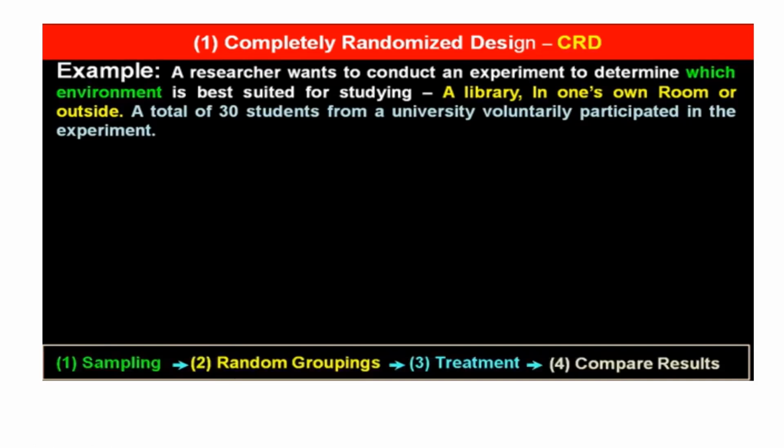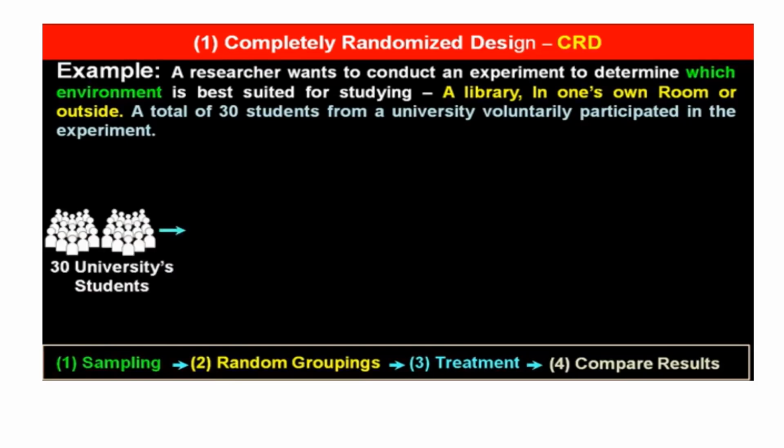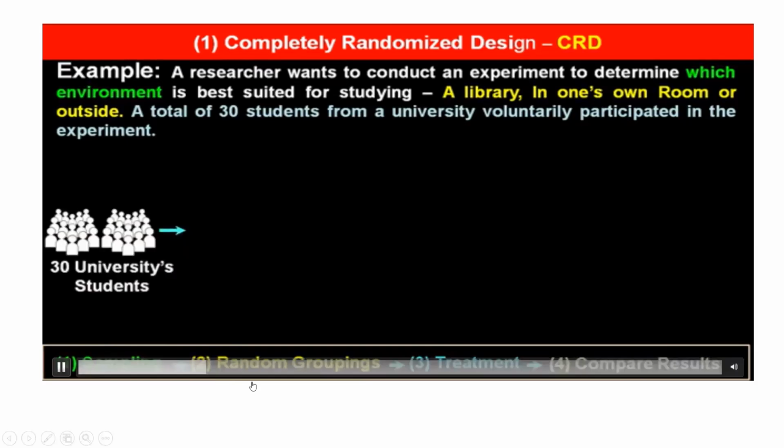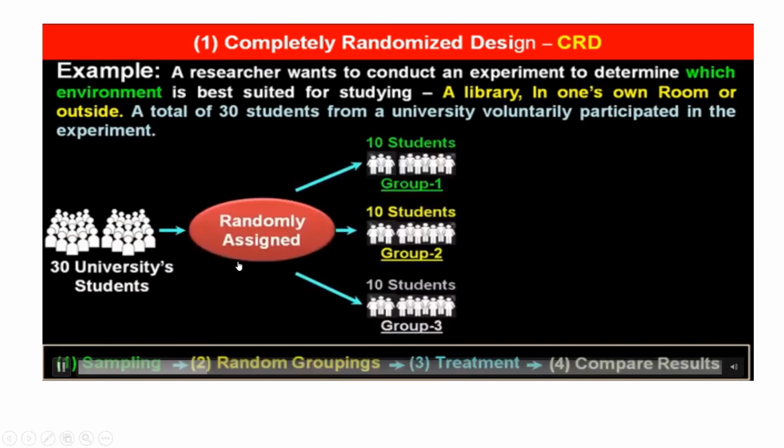Here the example of 30 university students has been taken. We will follow this basic rule. We have taken a sample of 30 university students. This is the first step, that is sampling. Then second step is random grouping. So we have randomly assigned them into 3 groups. Group 1, 10 students. In group 2, there are 10 students, and in third group also 10 students. Then we have applied 3 treatments. Treatment 1, 2, and 3 on the groups.